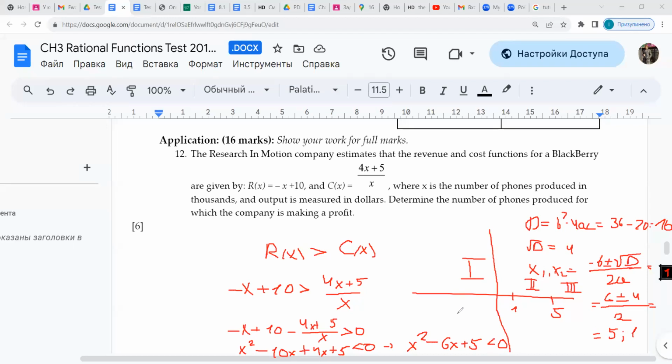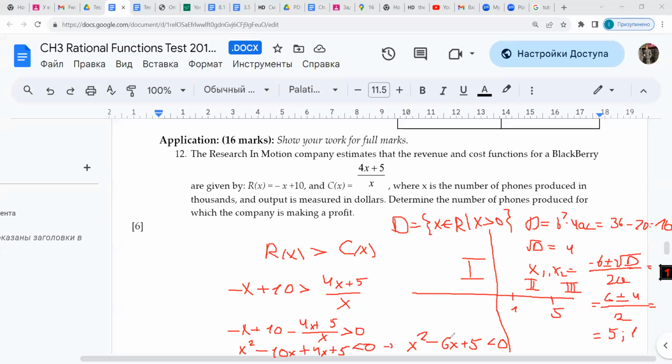What we have to do here is to check how the function behaves on each one of these intervals. Remember that for us, the function is limited to positive values of x, because we cannot produce a negative amount of phones. So our domain is as follows: x greater than 0 and cannot be equal to 0. So in the first interval, I would take 1 over 2 and substitute it into the function to see what result it gives us. Keep in mind, we need to get a negative result.